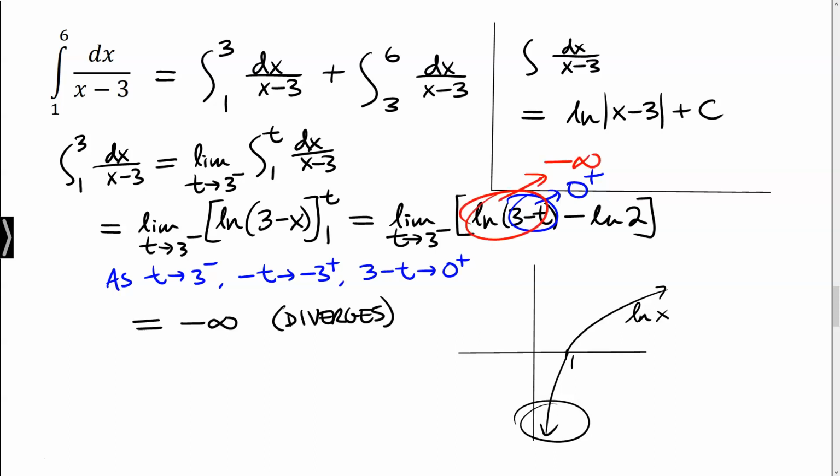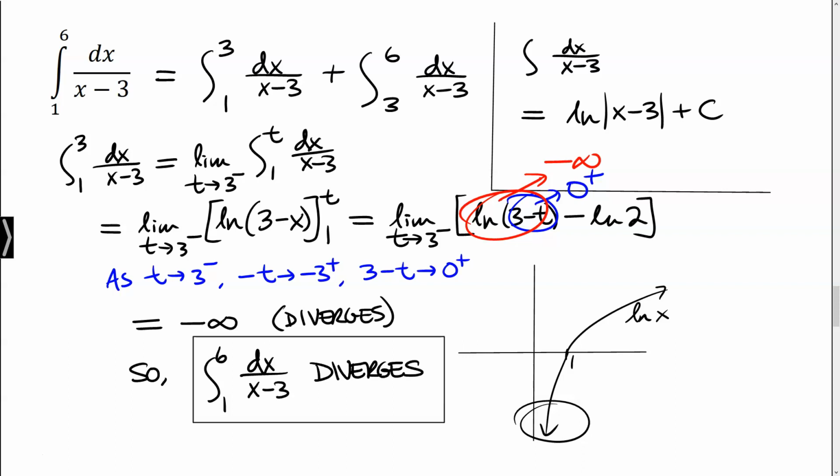Now remember, this was just the integral from 1 to 3. We haven't even done the integral from 3 to 6 yet, but it doesn't matter. In order for this integral from 1 to 6 to converge, both pieces have to converge. As soon as you find one piece that diverges, we're done. We don't even have to look at the other one. So we get this integral diverges.